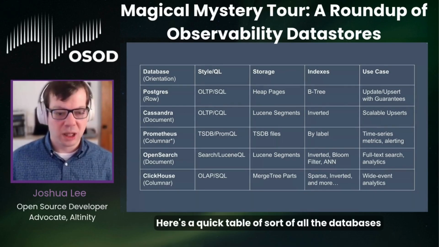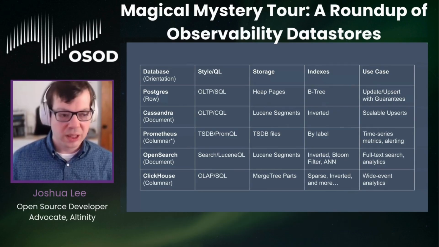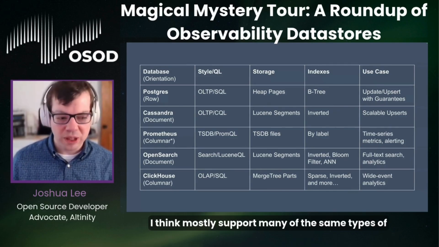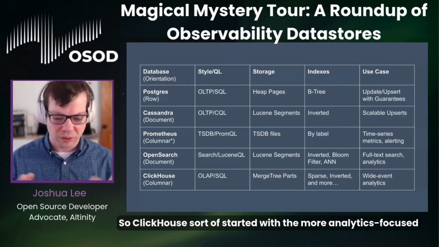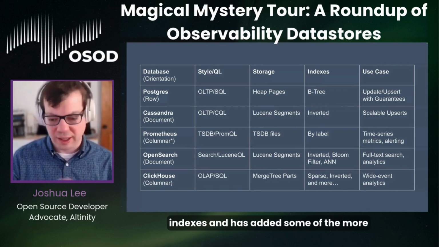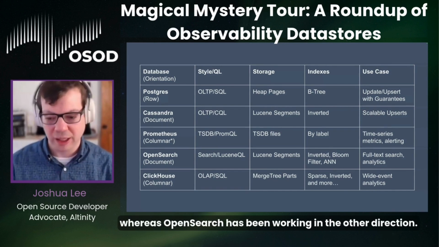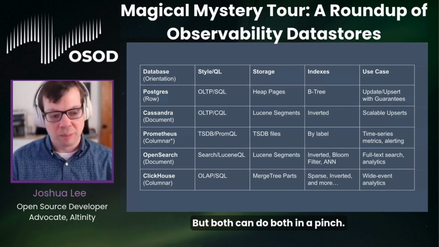Here's a quick table of all of the databases that we talked about and some of their attributes. Importantly, OpenSearch and ClickHouse, I think, mostly support many of the same types of indexes. It's just to varying degrees of maturity. ClickHouse started with the more analytics-focused indexes and has added some of the more full-text focused ones, whereas OpenSearch has been working in the other direction. But both can do both in a pinch.